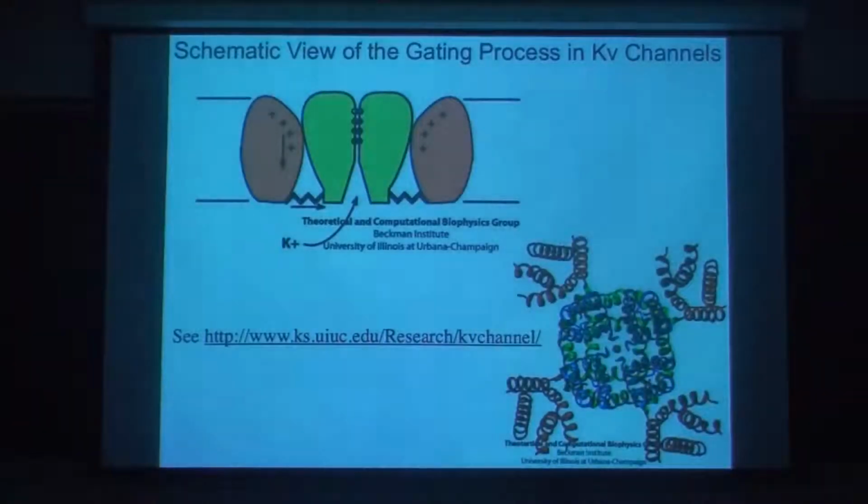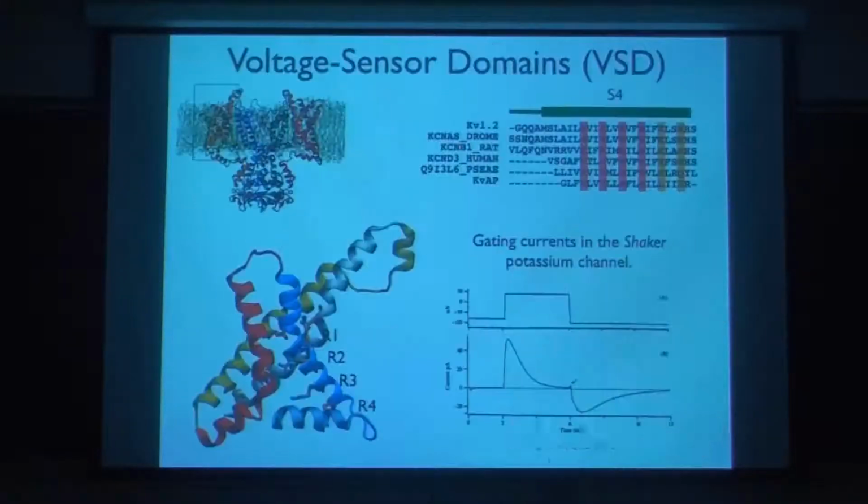And now we look at the active component, the voltage sensing domains. So we see them here in brown. And here we see a single one. And we see here the sequence of the voltage sensing domains of various types of organisms. You find them actually even in bacteria. Even bacteria have a reason to sense their voltage and open and close channels. So they are quite widely distributed.